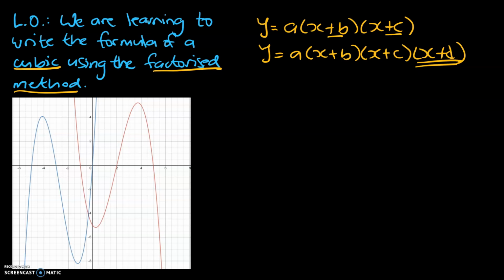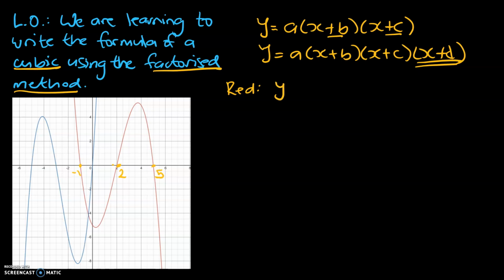Let's get into an example. We're going to start off writing the formula for the red cubic. And we're going to start by observing the graph and having a look at the x-intercepts. So our first one there, that is -1. Our second point there, that is 2. And our final x-intercept, that is equal to 5.